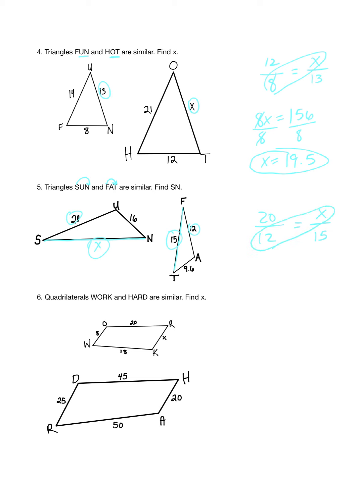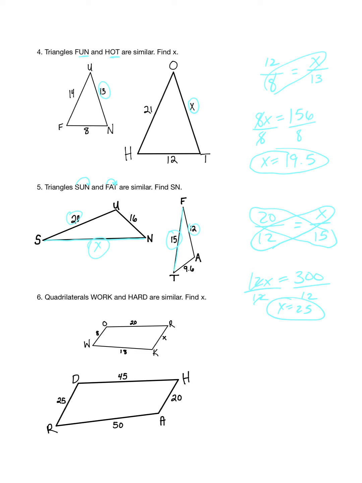Going to cross multiply like we've been doing. 12x equals 20 times 15, which is what, 300? Divide out the 12, and that gives us 25. So SN equals 25. All right.